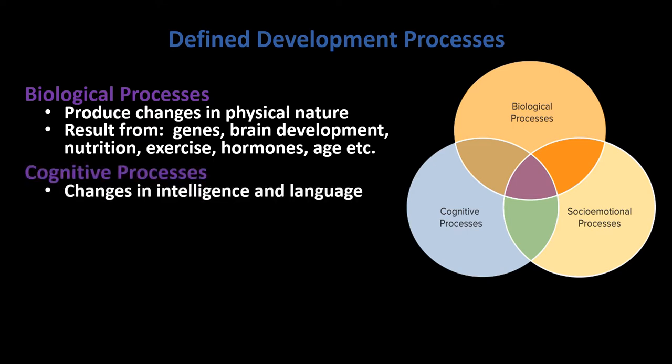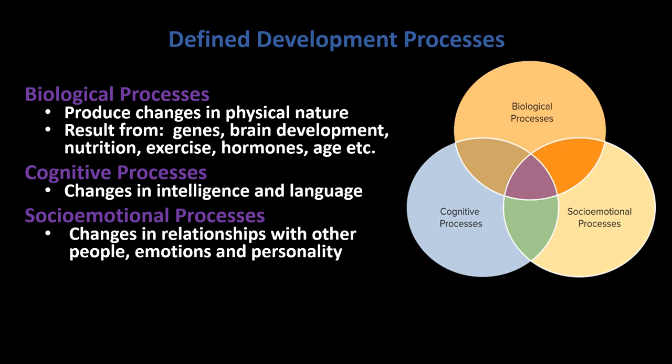The second level is these cognitive processes, which include things like changes in intelligence and language. When we get into the course and talk about guys like Piaget, he talked about how kids, as they age, start to process information completely differently. He called these the cognitive stages of development, which is basically a way of saying they're quite literally thinking differently, engaging information differently. And then the last one here is socio-emotional. That's just the combination of the words social and emotional, and how our social world affects this, how our relationships with others, family, friends, loved ones, are significant, how our emotions and our personality engage the social and emotional world.